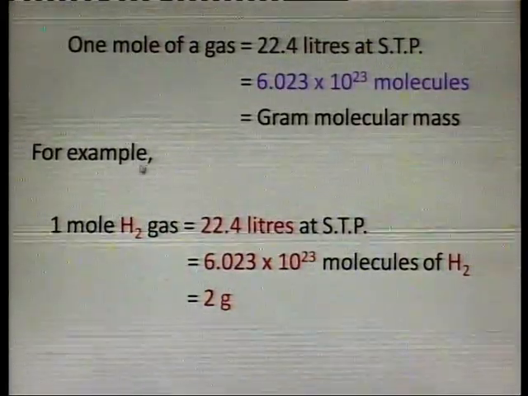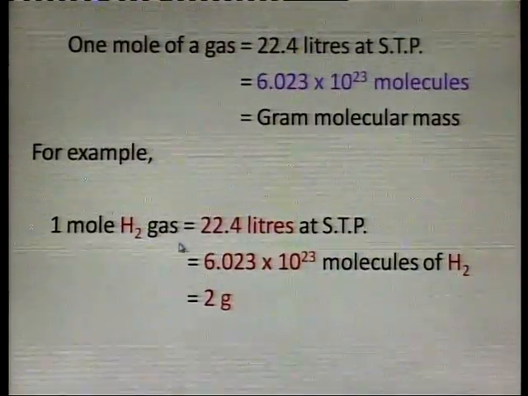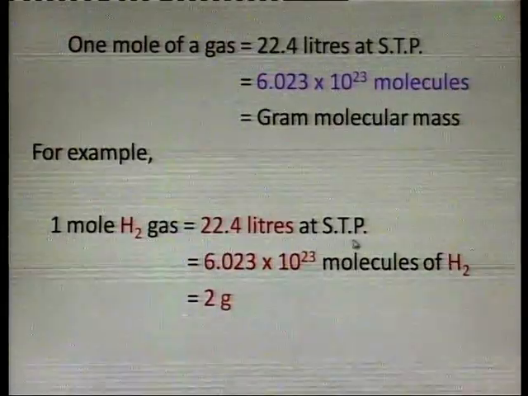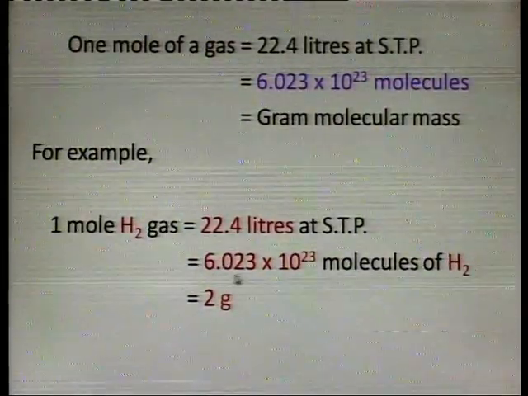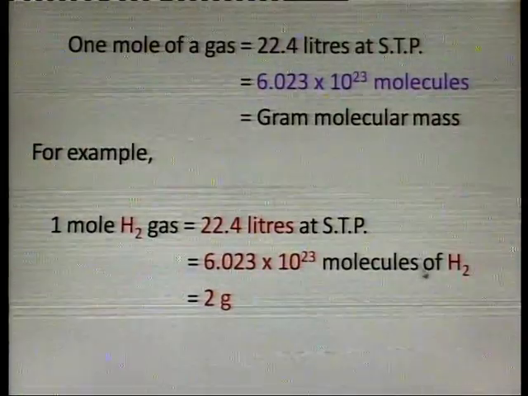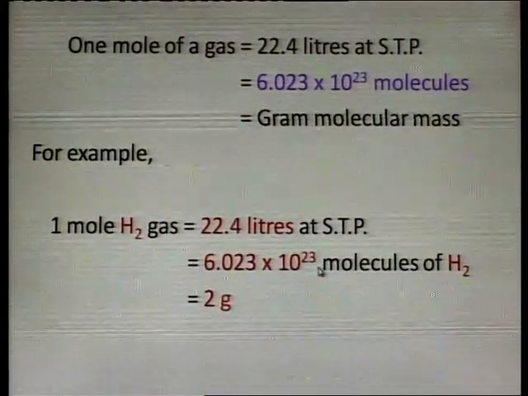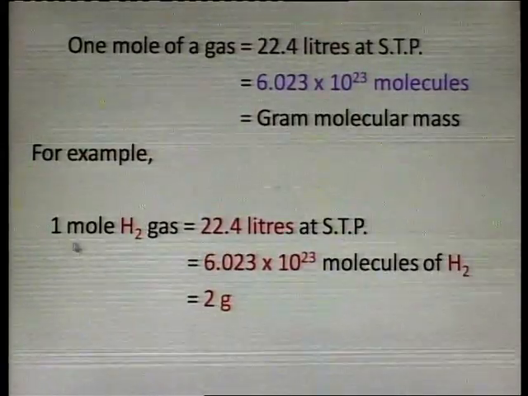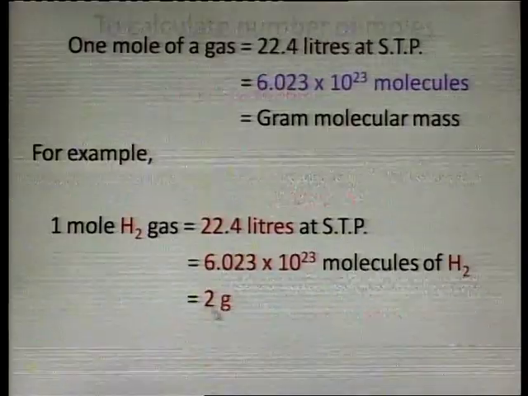So, once again take the case of hydrogen gas. 1 mole of hydrogen gas is equal to 22.4 liters at STP. 1 mole of hydrogen gas is equal to 6.023 into 10 raised to power 23 molecules of hydrogen, means this much number of molecules of hydrogen are present in 1 mole, and weight wise 1 mole of hydrogen gas is equal to 2 gram.